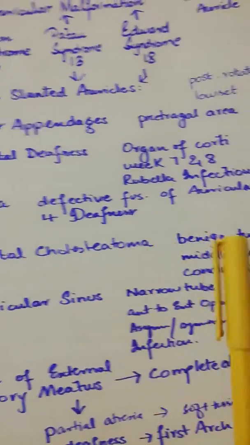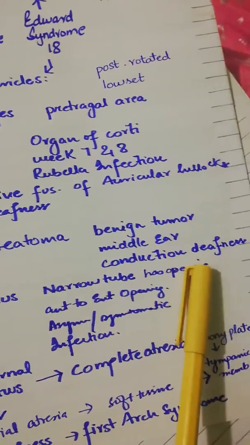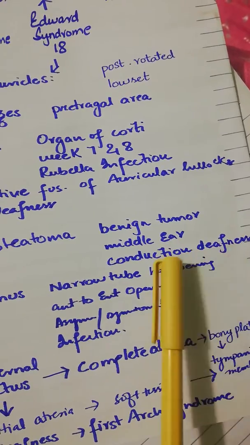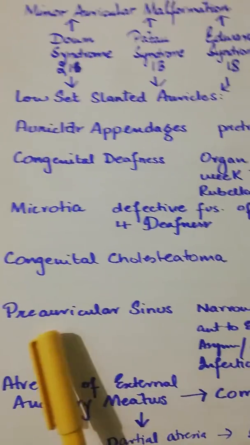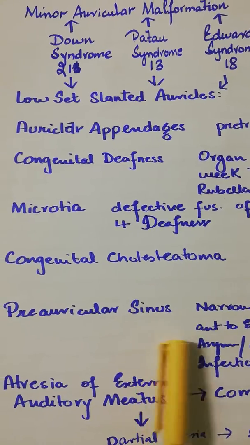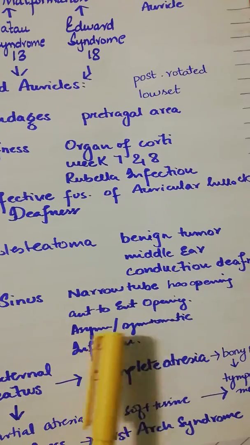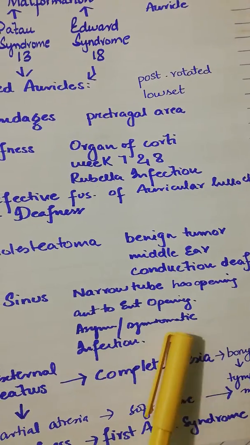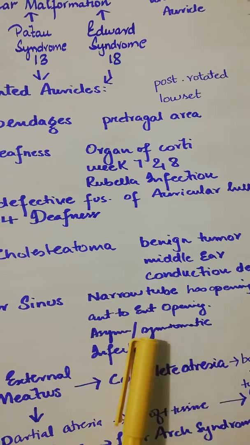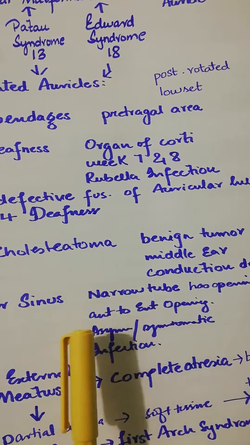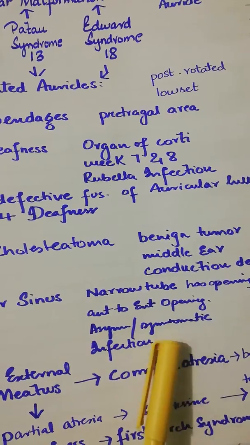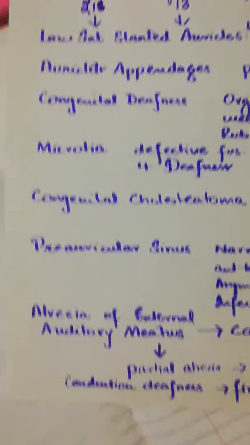Congenital cholesteatoma is a benign tumor of the middle ear. It causes congenital conduction deafness. And preauricular sinus. What is preauricular sinus? It is a narrow tube that has an opening on the anterior aspect of the external ear. It is asymptomatic, but if it gets infected, then it is symptomatic.